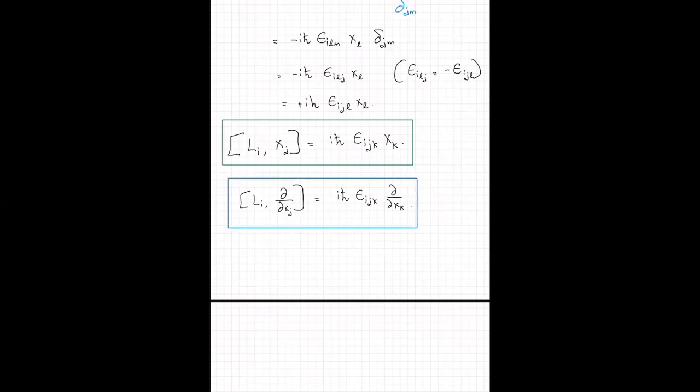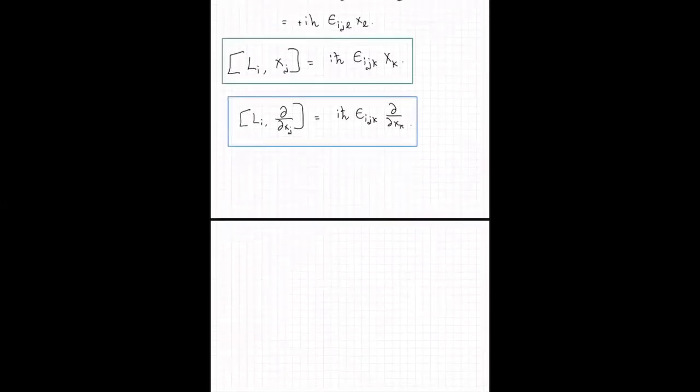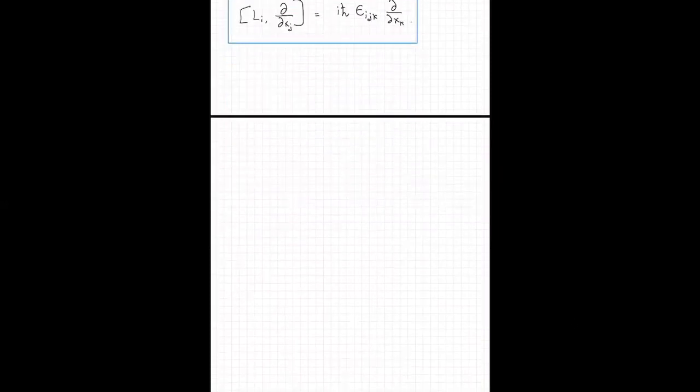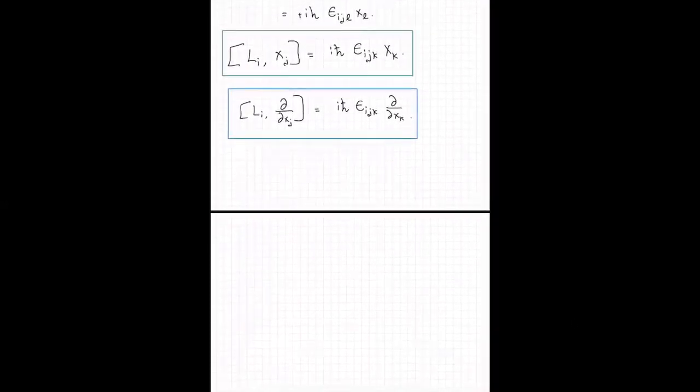So notice that you see a pattern emerging here. The commutator of Li with xj depends only on x, and the commutator of Li with d/dx only depends on d/dx. In other words, the commutator of Li with xj mixes all the x components together, and the commutator of Li with d/dx mixes the components of the operator d/dx with each other. So this is an important statement, and this is actually true for any vector operator.